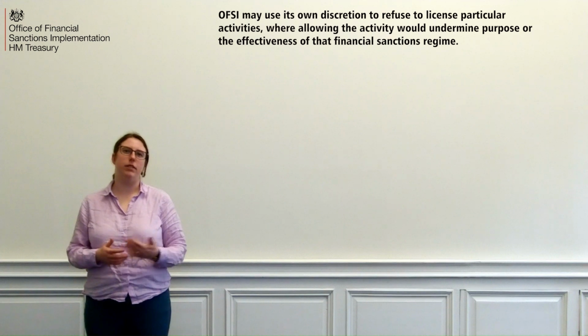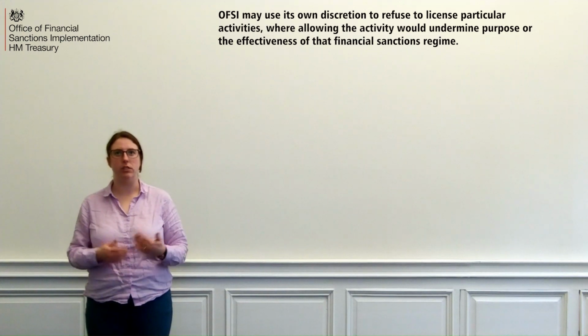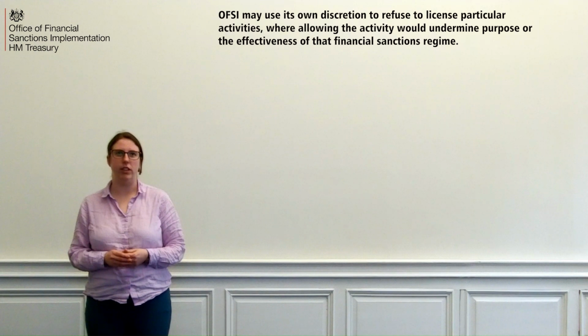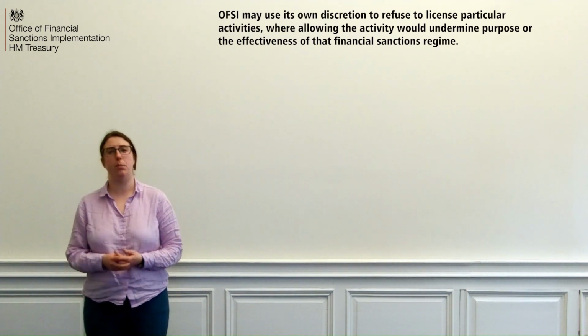So I spoke a bit earlier about derogations and the assessments we make for specific licences, but even if a derogation applies, sometimes OFSI will use our own discretion to still refuse to licence particular activities, and we'll do this where we're concerned that allowing the activity would undermine the purpose or the effectiveness of that financial sanctions regime. So we want to give as much information about this as possible.